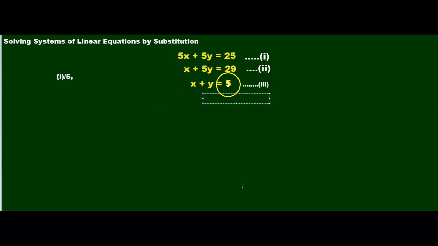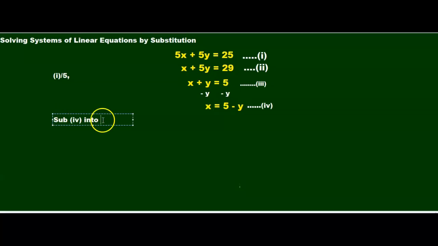So I'm going to have to make this in terms of x equals something or y equals something. I'm going to just make it in terms of x. I'm going to subtract y on both sides. And that results in x equals 5 minus y. I'm going to call that equation 4. Now I can substitute equation 4 into equation 2.